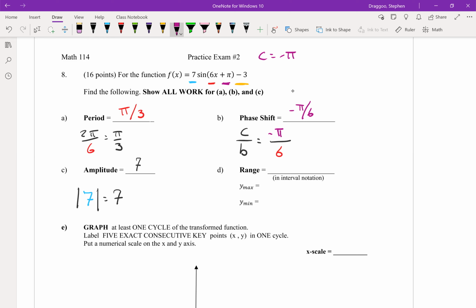And let's go get the range. So the maximum and minimum y values. I'll start from 7 and negative 7 and add my vertical shift. So subtract 3 from both of those numbers to get 4 and negative 10. So that's my range. My range was negative 10 to positive 4.